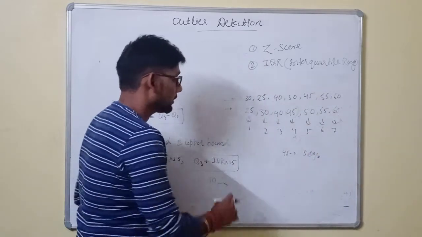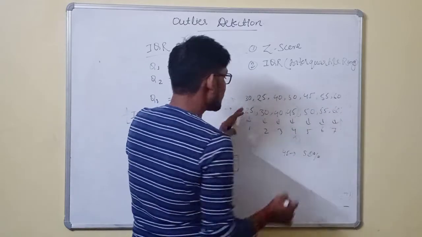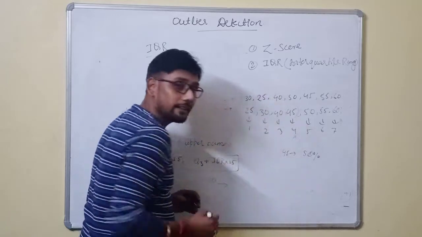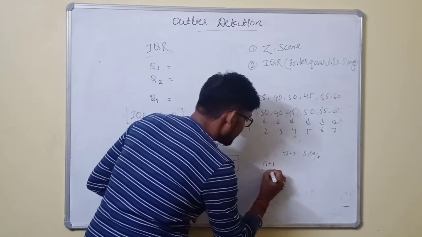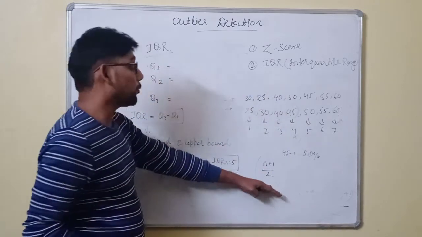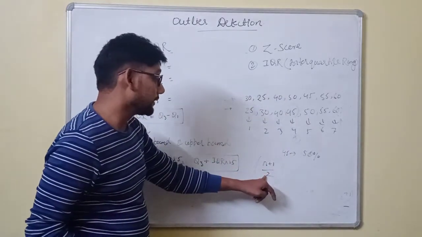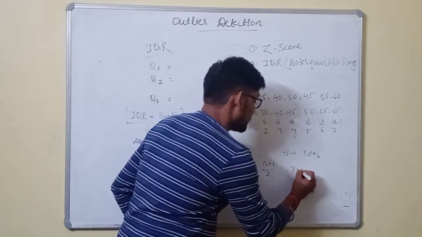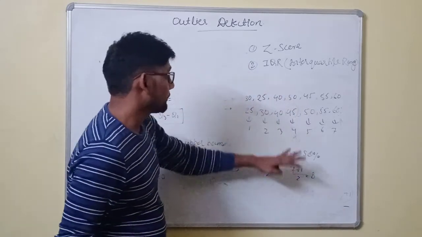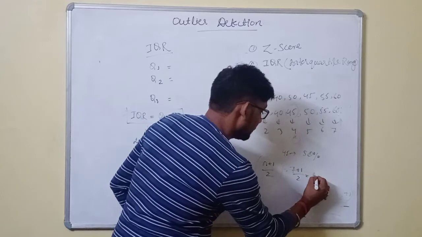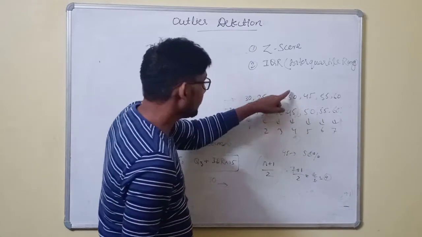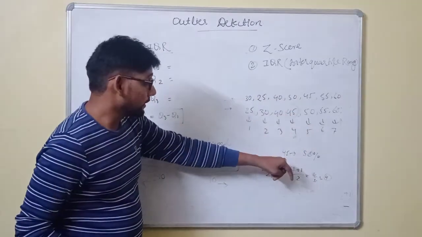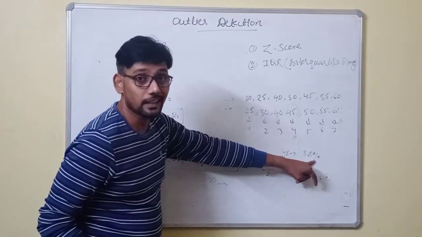So what happens if the numbers are even? Because here the number is odd. In the odd case, we can easily get the median using n plus 1 by 2. This is the formula for getting the median point. It's not the value, it denotes the rank. We have a total of 7. So 7 plus 1 is 8, divided by 2 is equal to 4. The fourth rank is 45. It means the person with 45 marks got the 50 percentile, right?